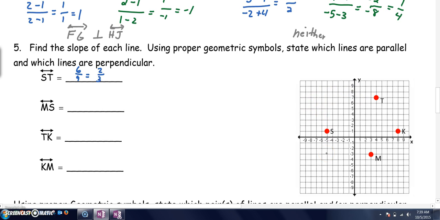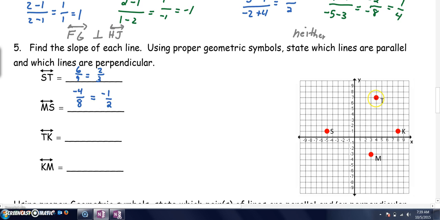Then we need to find the slope of MS. We can start from either point. I'm going to start from the one on the left. So from S, I go down 1, 2, 3, 4. I go over 1, 2, 3, 4, 5, 6, 7, 8. So my slope is -4/8, which reduces to -1/2. Make sure we're always reducing our slopes.